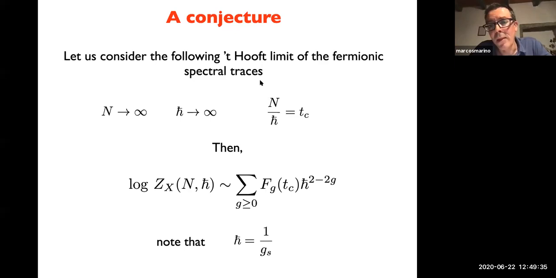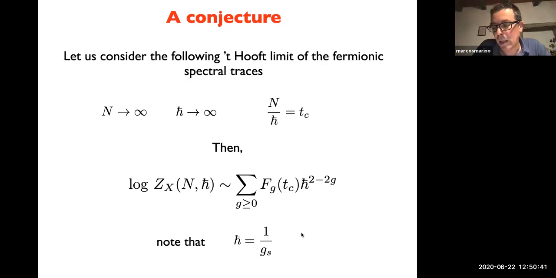So as I said, the way to make contact with the topological string in this framework is to actually take the strong coupling limit in which h bar goes to infinity. So remember that I introduced these fermionic spectral traces, which depend on n and on h bar. So the first conjecture we made was that there is a double scaling limit in which h bar goes to infinity, n goes to infinity in such a way that n over h bar is the conifold coordinate. In this limit, the spectral traces that you compute in quantum mechanics actually have an asymptotic expansion in inverse powers of h bar, and the coefficients of this expansion are exactly the topological string free energies. So in this context, notice that h bar plays the role of one over g string. So you recover the weak coupling expansion of the topological string in the strong coupling limit of the quantum mechanical problem.